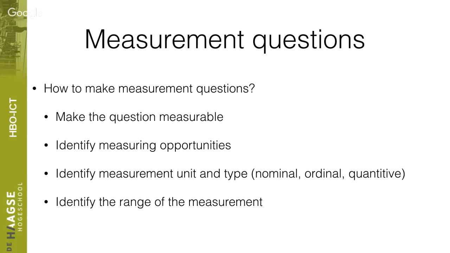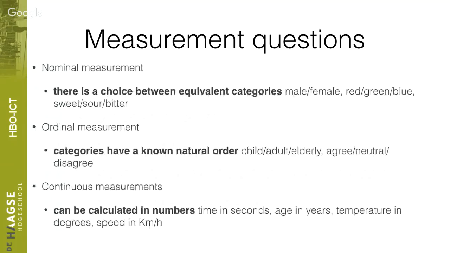Measurement types. There are three main types: nominal, ordinal, and quantitative. When you study statistics, has anybody taken the statistics course yet? Okay, yeah. I think it's in the third period of the second year. In the next period, you'll go more into statistics, and you'll know more about why it's very important to distinguish between these three things. But I already mention it now because it's good to know.